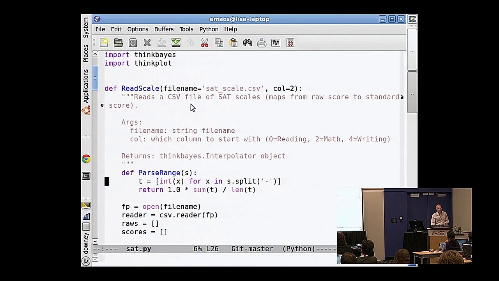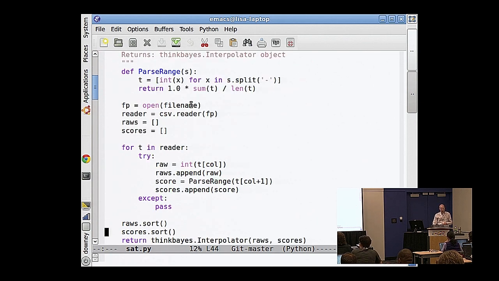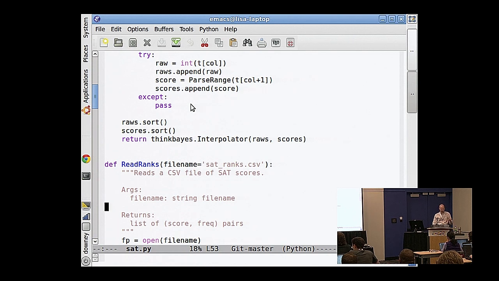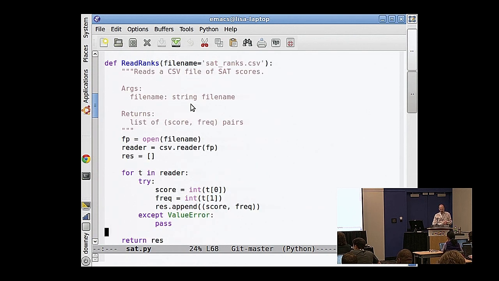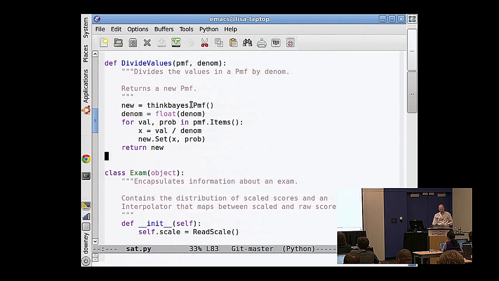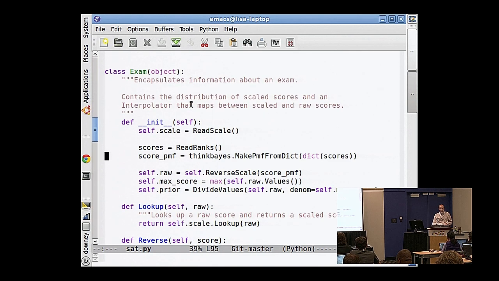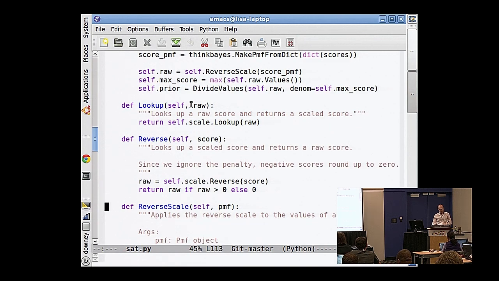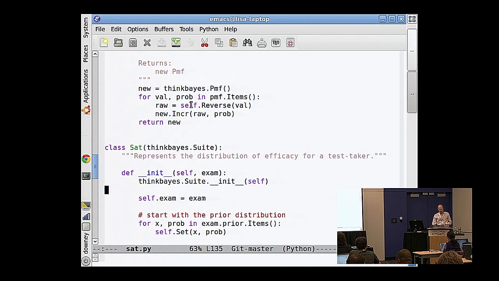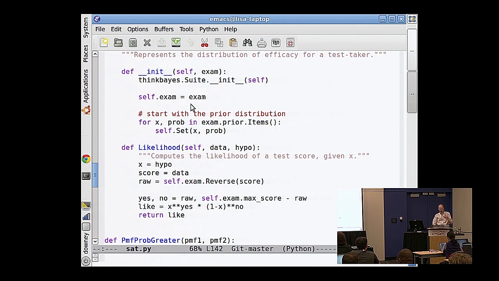So you see there's quite a lot here. I have to read the scale, and I build a data structure that allows me to do the reverse mapping, and read ranks is how I get my prior distribution, and divide values is just normalizing. The exam class contains all the information that I have about the exam, including lookup and reverse lookup. And now finally we get to the Bayesian part of this. So this is the SAT class. It inherits from suite. We've seen this several times now. It provides an init method and a likelihood method. Here is the likelihood method that we were just looking at a minute ago. Same thing.